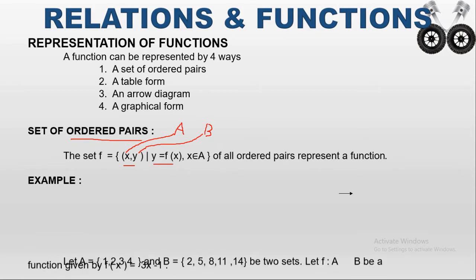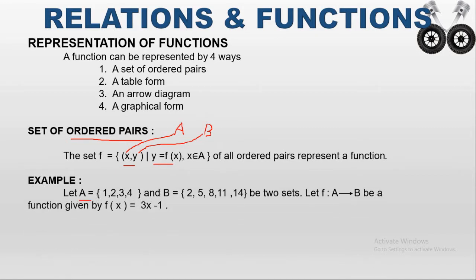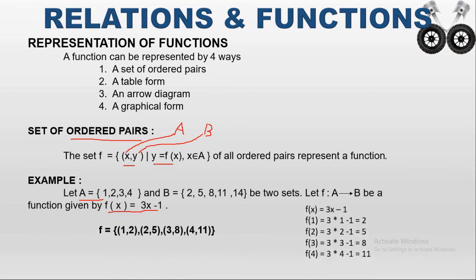For example, say capital A equals 1, 2, 3, 4. Capital A contains 4 elements and capital B contains 5 elements, that is 2, 5, 8, 11, 14. Next we have to represent the function. How is the function represented? f of x equal to 3x minus 1. For this we have to write the ordered pairs. So how can we write the ordered pairs?